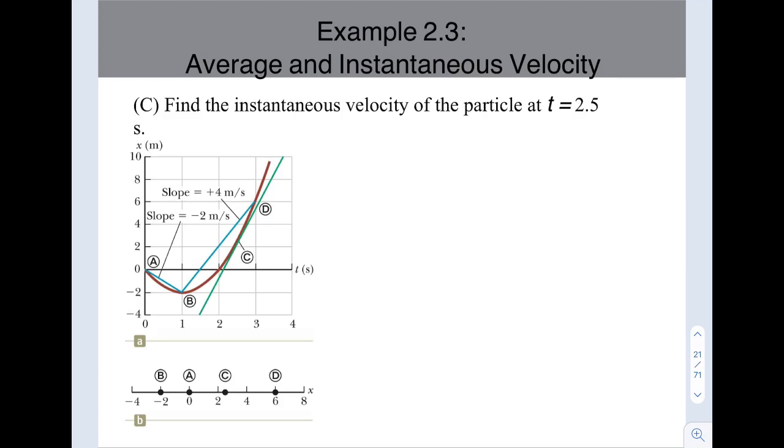C. Find the instantaneous velocity of the particle at 2.5 seconds. Okay, so what are we going to do? We are going to calculate the slope of the tangent for the green line, because 2.5 seconds, let's say in the middle here, will be this point. For one particular point, can we calculate a slope?